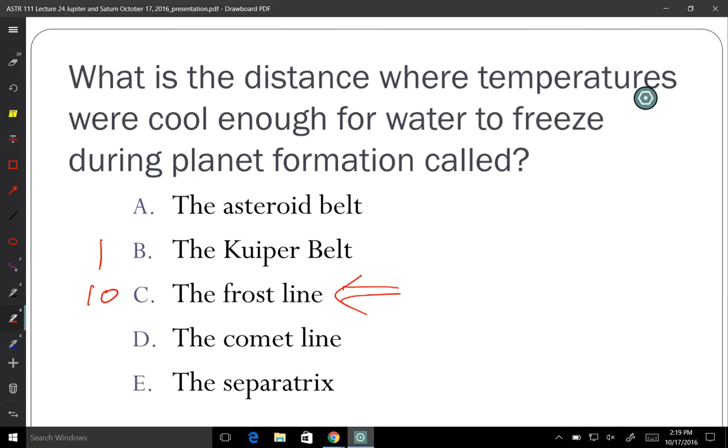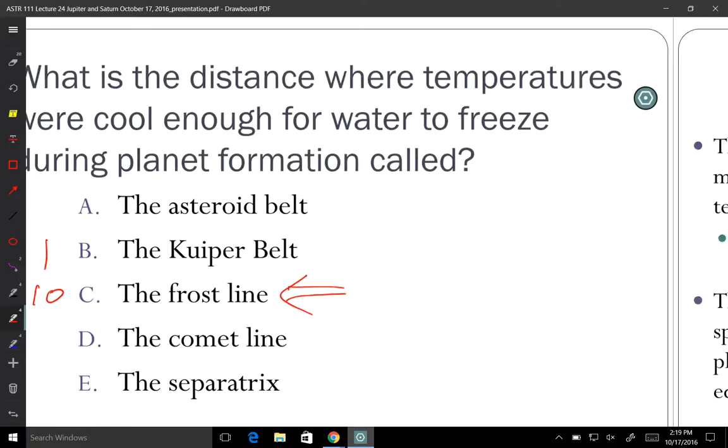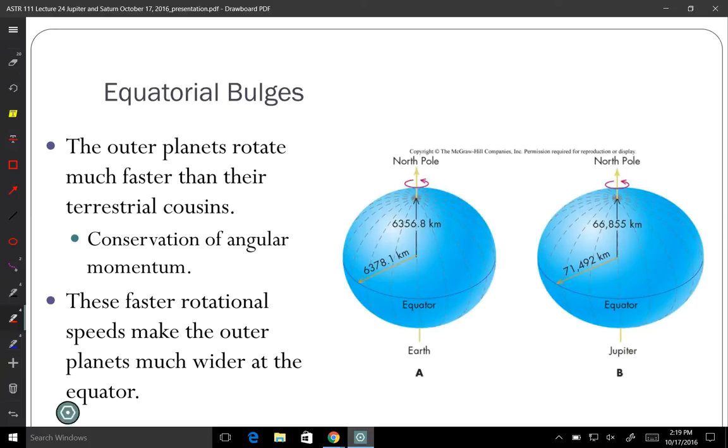They're definitely frozen objects, but the frost line is the separator between where the terrestrial planets are and where the Jovian planets are, because that's where it was cold enough to have condensation of water. And of course, what kind of objects do we find in the vicinity of the frost line? We find the asteroids that Max mentioned. The frost line is somewhere in that vicinity.